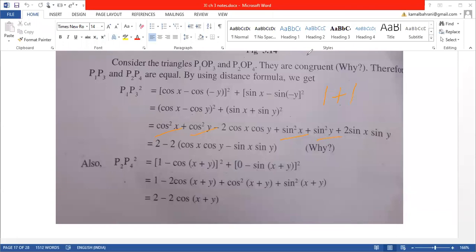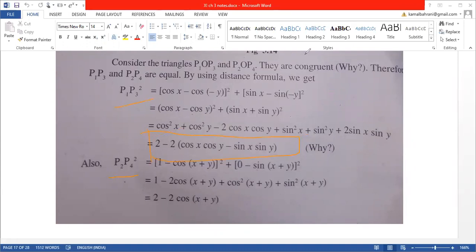Now we can take what? Minus 2 common. Here also we are having 2, here also 2. We can take minus 2 common. So we'll get cos x cos y minus sin x sin y. Clear? So this is our first thing. This is the value of P1P3 whole square.